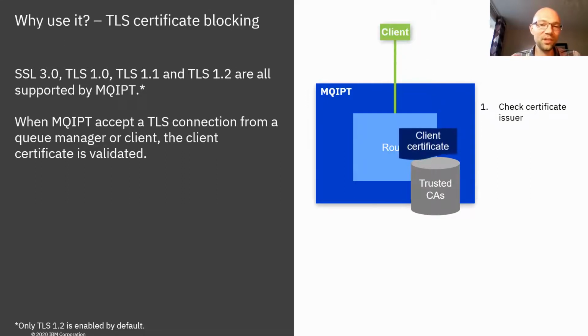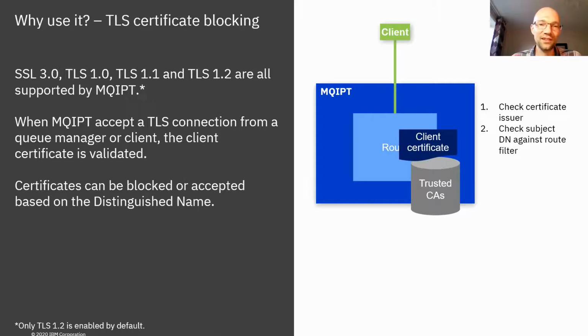Of course, TLS is also used for authentication very often, as well as for protection of data. And so what you can do with MQIPT is to check that the certificates that are sent by the client or the queue manager that are connecting into your MQ network are valid. So MQIPT is able to check that the certificate has been issued by a valid CA, for example, one that it has the CA certificate for in its own CA certificate keyring. It is able to check that the certificate sent by the client is one of the ones that it's permitted to connect to MQ.